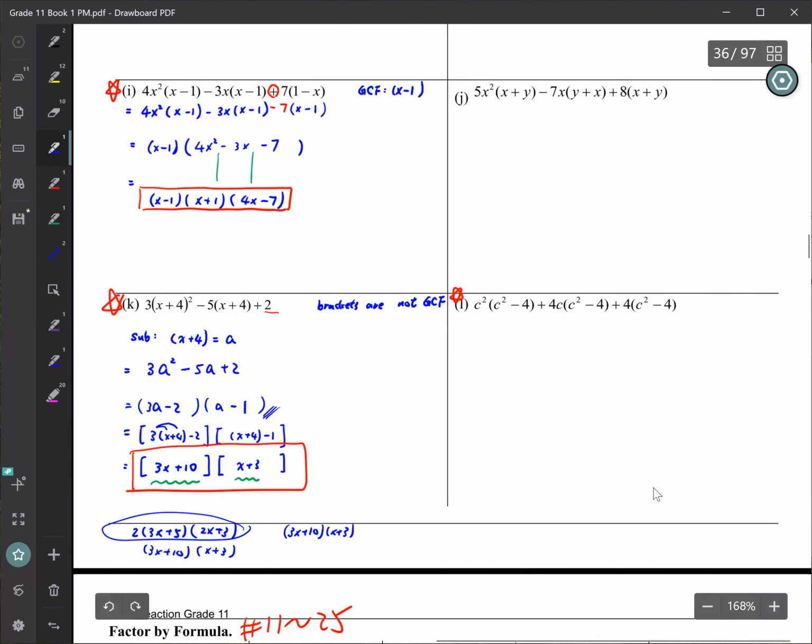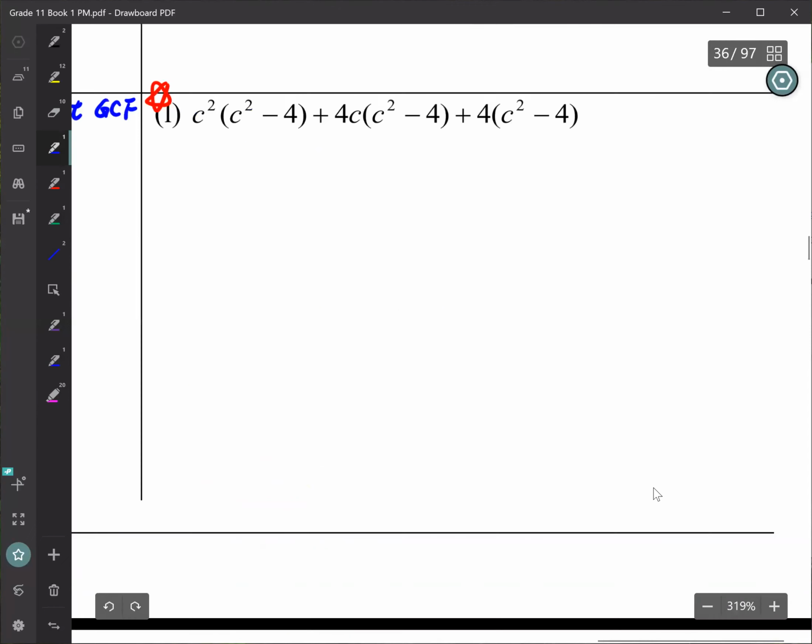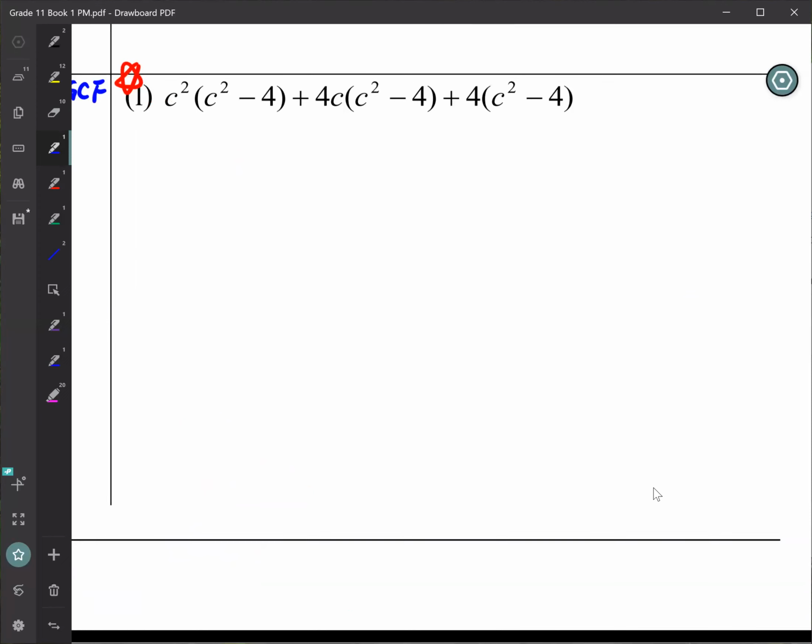So now you're done. Can I zoom in now? Yeah. Okay. So for this one, the GCF, right, is c squared minus 4. So we don't need substitution here, okay? When the brackets are GCF, you don't need substitution.